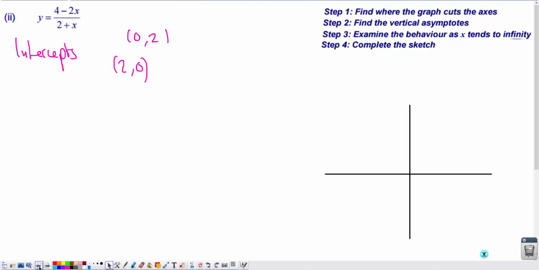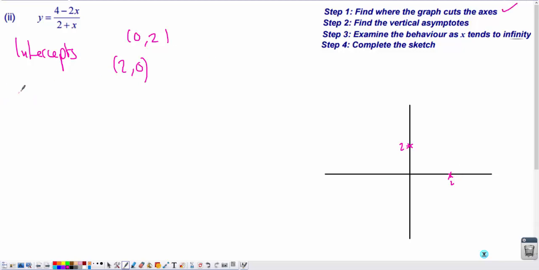All right, so I know my intersection points. So I've got (0, 2) and (2, 0). So let's just plot them. When x equals 0, y equals 2, so let's put one up there, and actually maybe do a cross and label the point. And when y equals 0, x is equal to 2, so (2, 0). Let's put it here. All right, so we've done my intersection points.